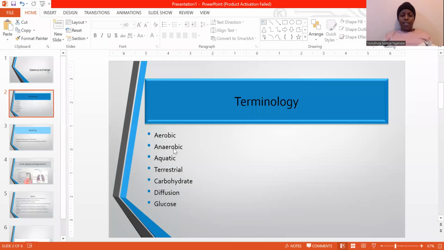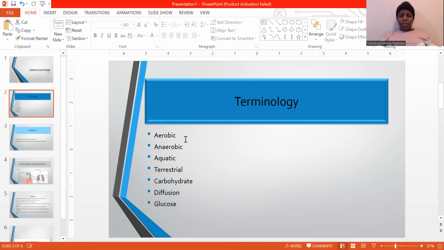So when it comes to gaseous exchange, there are different terminologies that you're going to come across, and it is very important for each and every one of you to understand these terms before you can even start with aerobic respiration or with gaseous exchange. So the first term that we have is called aerobic respiration.